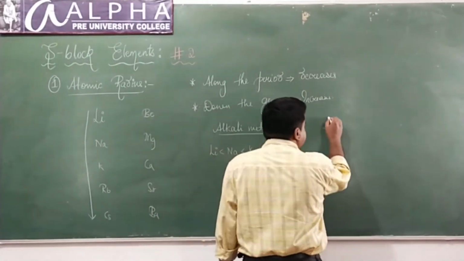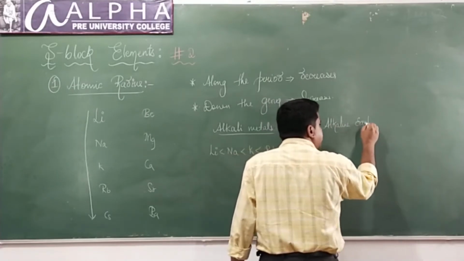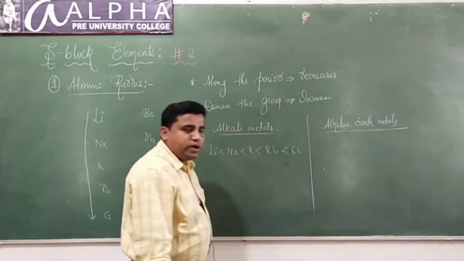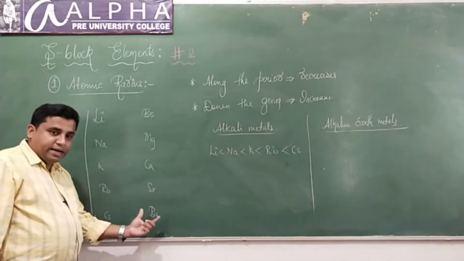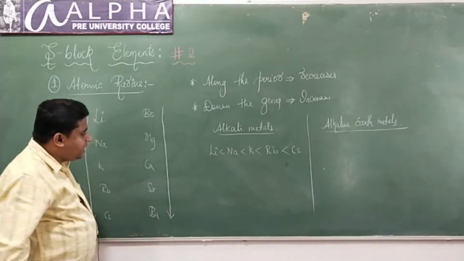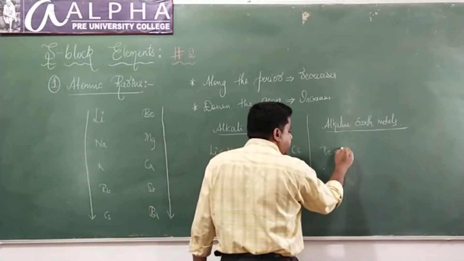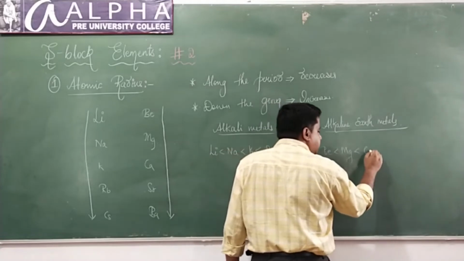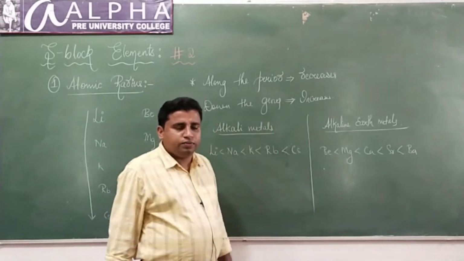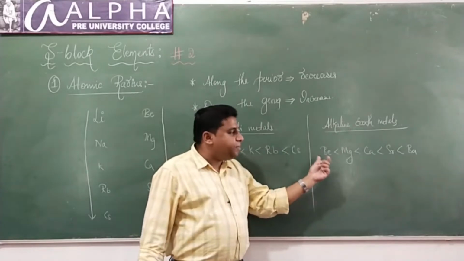On the same lines, if I talk about alkaline earth metals, what happens when I go from beryllium to barium? Same phenomenon. From beryllium to barium there is a gradual increase in atomic radius, isn't it? The size of beryllium is smaller than magnesium, it is smaller than calcium, it is smaller than strontium, strontium is smaller than barium. There is no exception at all. There is an increase in atomic radius from beryllium to radium.